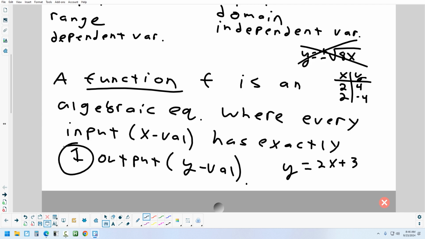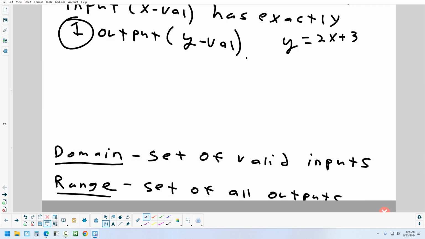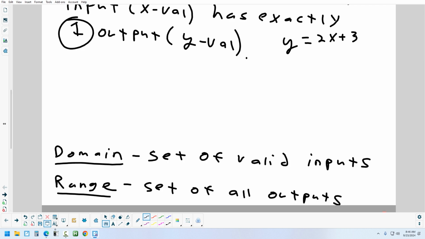Okay, any question why that top one was a function and the bottom one was not? Okay, so functions have only one answer when you plug in a number. I kind of already said that to you. Domain, those are all the numbers that you're allowed to plug in. Range, those are all the answers you get from the formula after you plug things in.